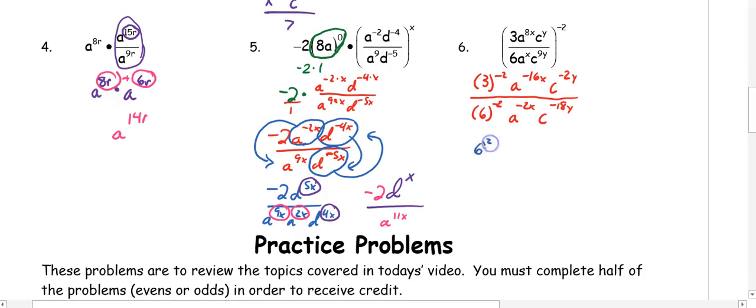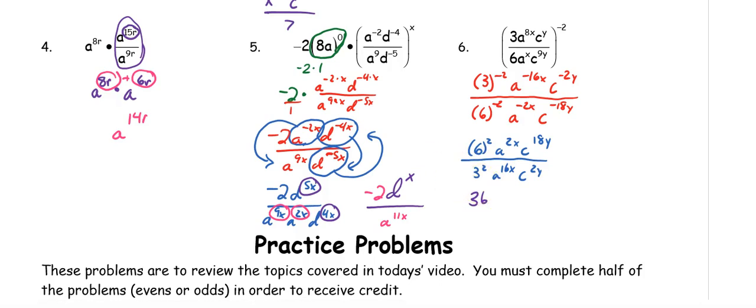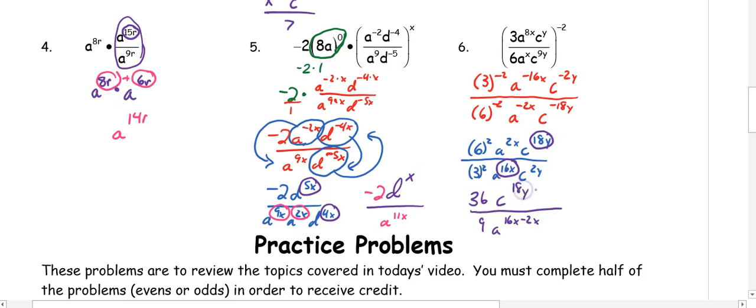So that gets us 6 squared, a to the 2x, c to the 18y, over 3 squared, a to the 16x, and c to the 2y. So I can square those numbers of 6 and 3 squared, so we get 36 over 9. Then a, the 16 is larger, so that's going to go on the bottom, so we have 16x minus 2x. C, the larger exponent is in the numerator, so we have 18y minus 2y.